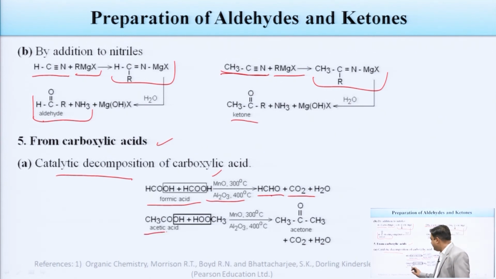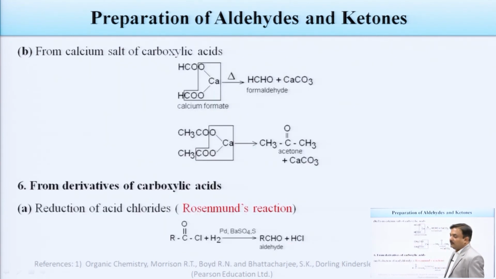Now, in the next reaction we are using two molecules of acetic acid. You can see this reaction follows the same mechanism, and we get acetone along with one molecule of carbon dioxide and one molecule of water. So, catalytic decomposition of the carboxylic acid will also provide aldehyde and ketone, depending on which type of carboxylic acid we are using.